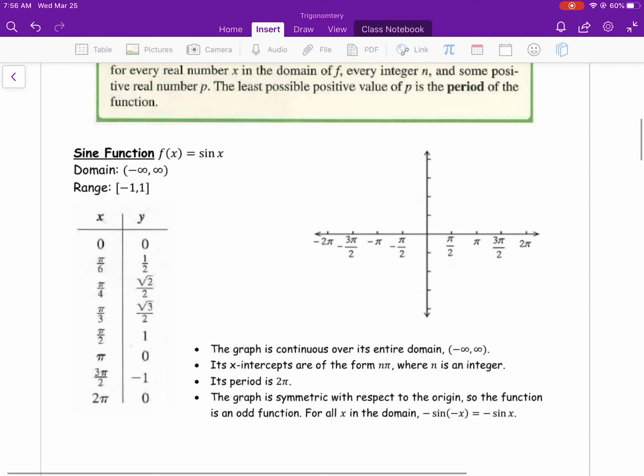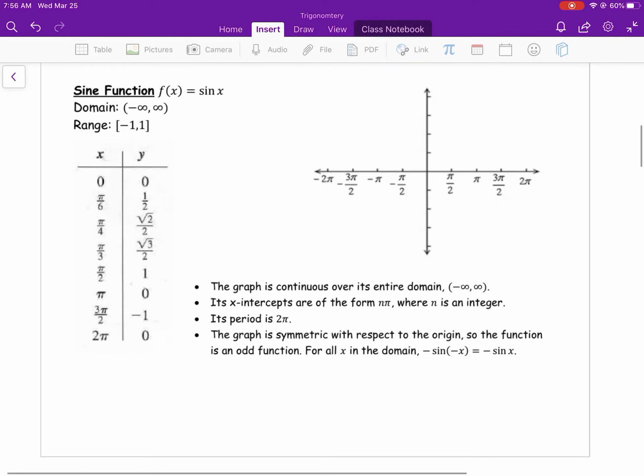Our first function is the sine function. It's written as f of x equals sine of x. The domain is all real numbers, from negative infinity to positive infinity. There's no break in it. The range goes from -1 to +1, so that's the height of the graph.